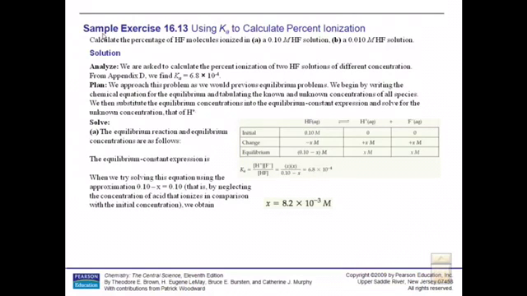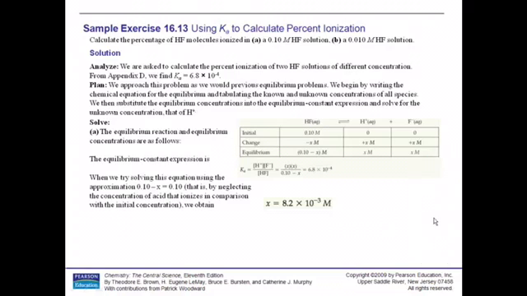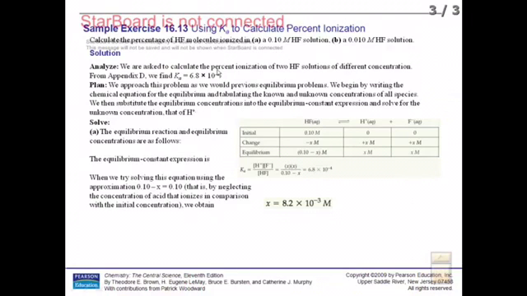So, we're asked to calculate the percent ionization of two HF solutions of different concentration. From Appendix D, or something that they give you in a problem, you will have to look up its K sub A value. They looked up the K sub A value for HF, and they found it to be 6.8 times 10 to the negative 4. That's a pretty weak acid, so we're probably going to have to do an ice table.